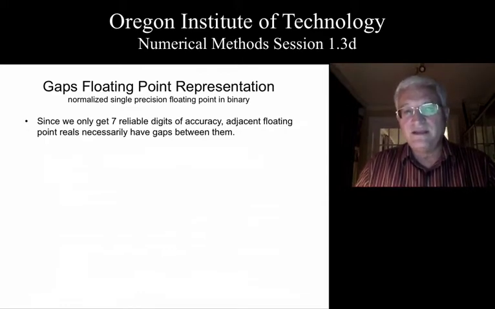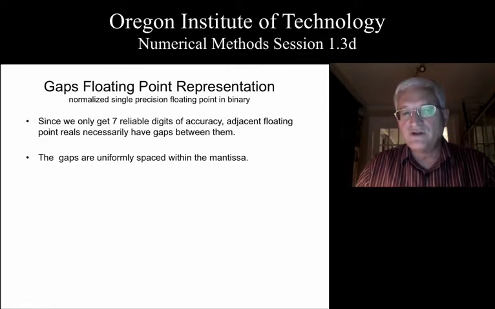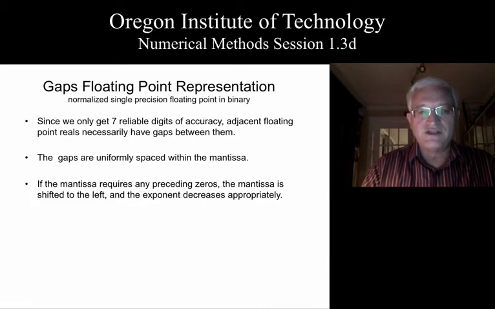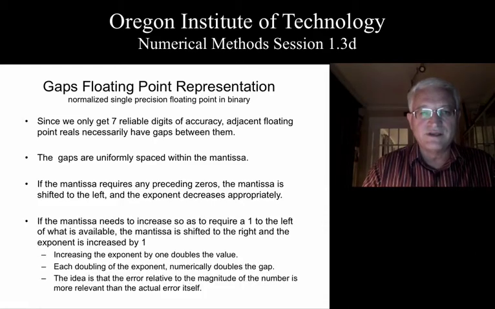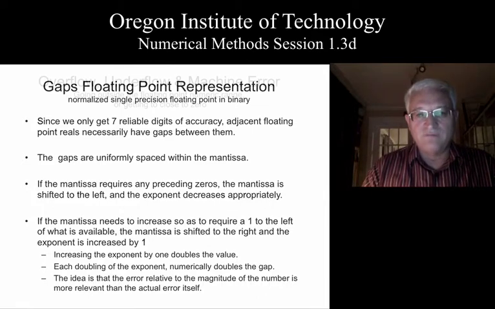But the self-scaling nature of the exponent allows the accuracy to be relative to the size of the number, and that's why it's important. So these gaps between numbers are always uniformly spaced within the mantissa, but as you're increasing the exponent size, the gaps are getting larger by the same proportion. The mantissa is getting shifted to the left and the exponent is decreasing. If it's going to the right, then the exponent is increasing. And that is being multiplied by the gap in the mantissa, so that the actual real floating point number associated with it is changing proportionally as well.